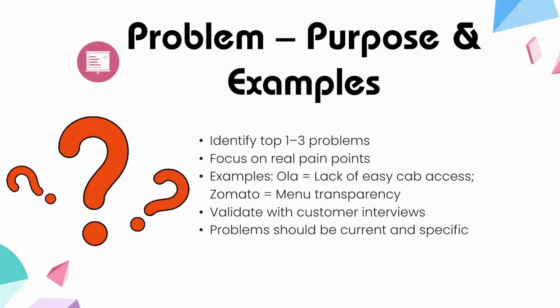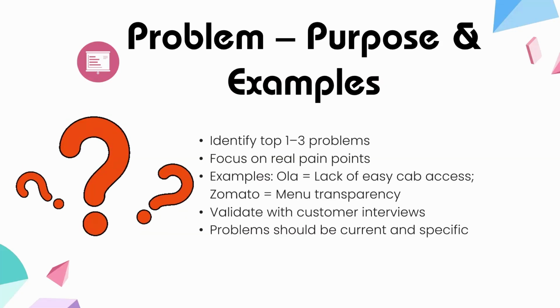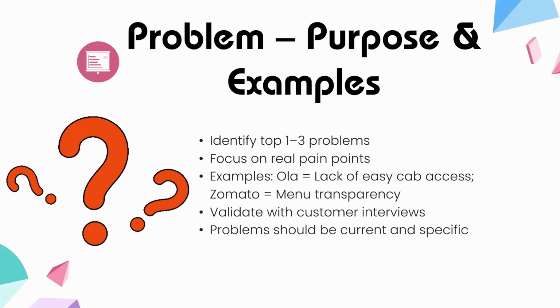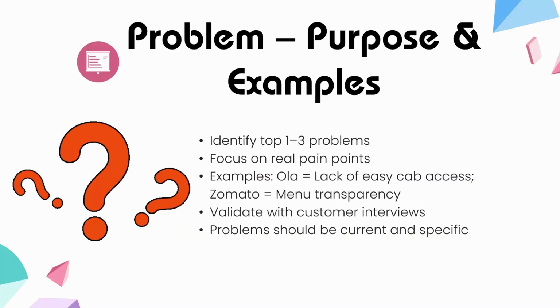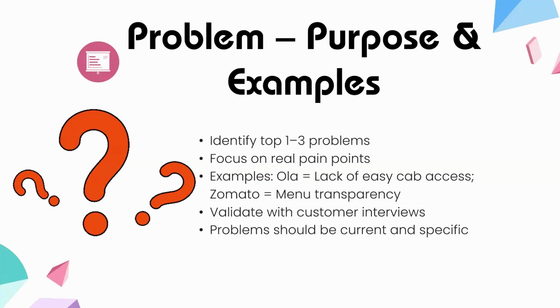It can be lack of easy cab access. For Zomato, it can be menu transparency. It can be food rating. It can be the places that you want to visit and the rating mechanism that Zomato has. So concentrate on the top 1 to 3 problems and the actual pain points.